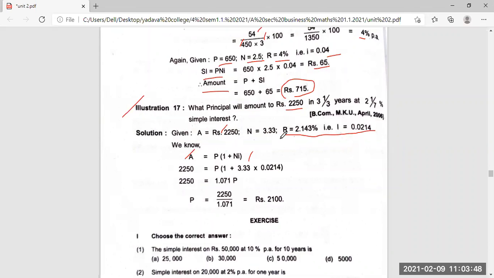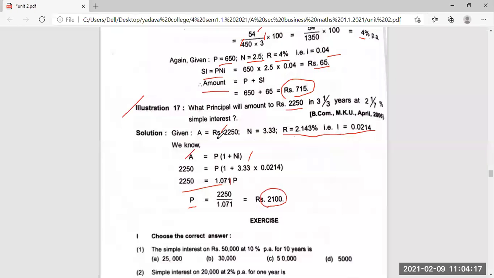Then 3.33 into 0.0214. When we add all these things, you will get this P. Then dividing, P is equal to 2250 divided by 1.0171, bringing this down. They have just rearranged it, that's all. So the principal is 2100.